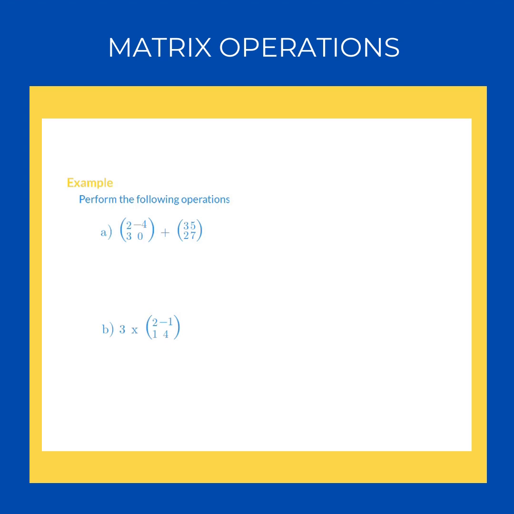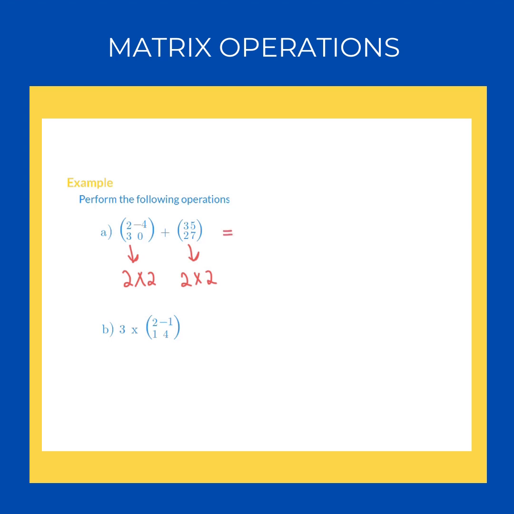Now, in this example, I have to perform the following operations. So the first operation is the addition of matrices. So I have the first matrix, which is 2, negative 4, 3, 0, and the second matrix, which is 3, 5, 2, 7. Now before doing this operation, I need to check the order of each matrix. So the order of the first matrix is 2 by 2, and the order of the second matrix is 2 by 2. Now since the order is the same, I can add the two matrices.